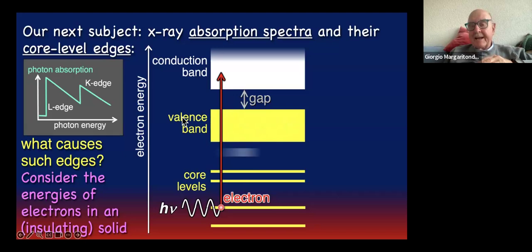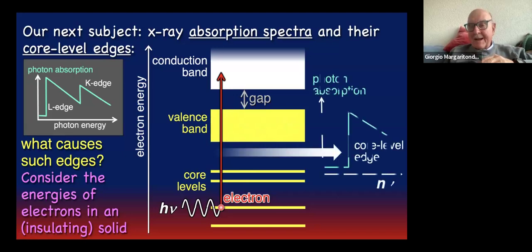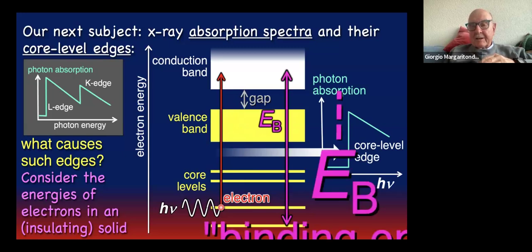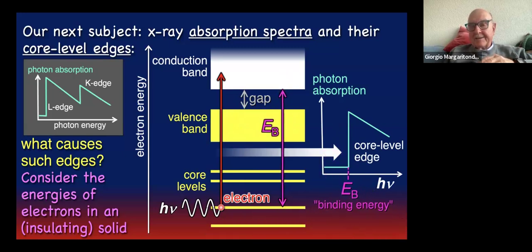And this explains the core level edge, because basically you get the edge when you have an energy that corresponds exactly to the distance between the core level and the bottom of the gap. So that is the cause of a core level edge. And that's a very important characteristic because in this way you can explore the solid and understand a lot about its characteristics.